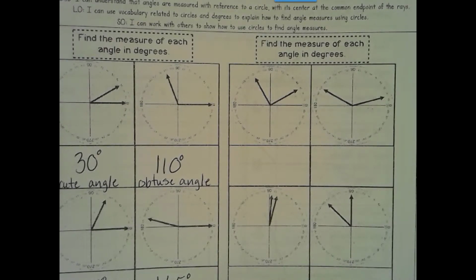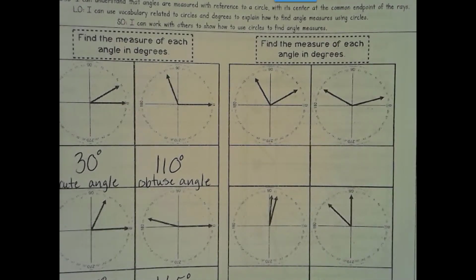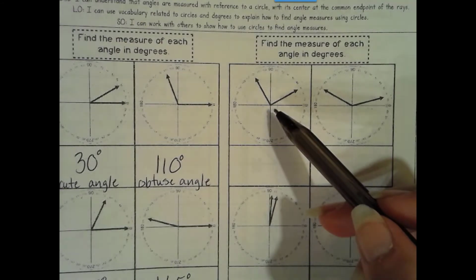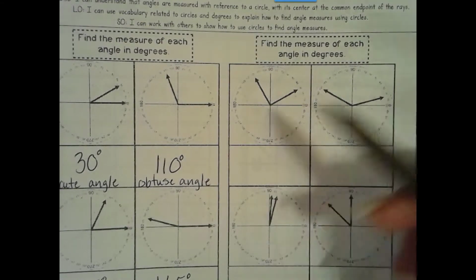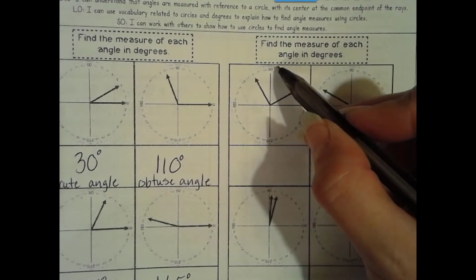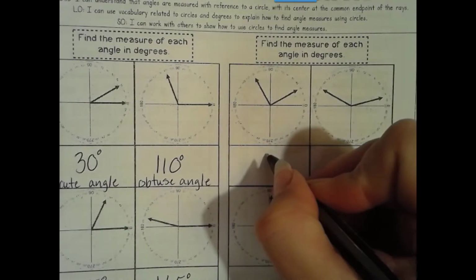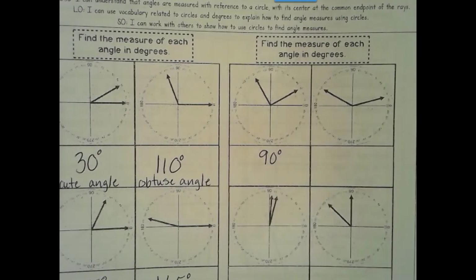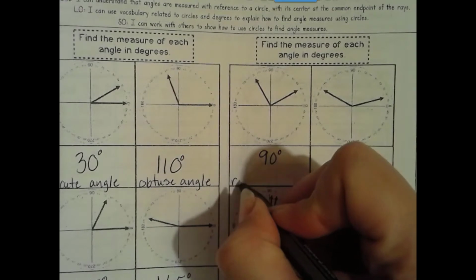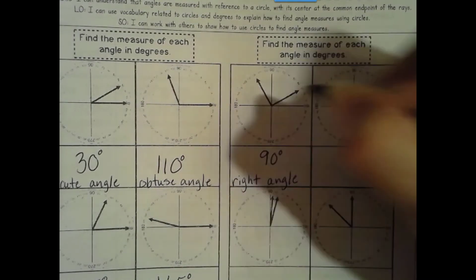That's okay. So this one's kind of hard to tell if it may be acute, right, or obtuse. So let's see. We're pointing here. So I'm going to count by tens. 10, 20, 30, 40, 50, 60, 70, 80, 90. And it's pointing directly at that number, not halfway, so it is 90 degrees. Well, if it's exactly 90 degrees, it is a right angle.